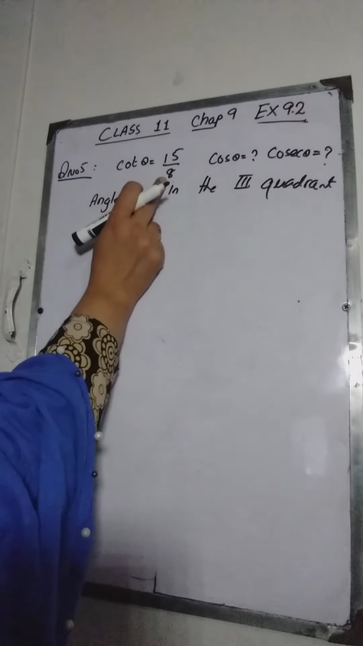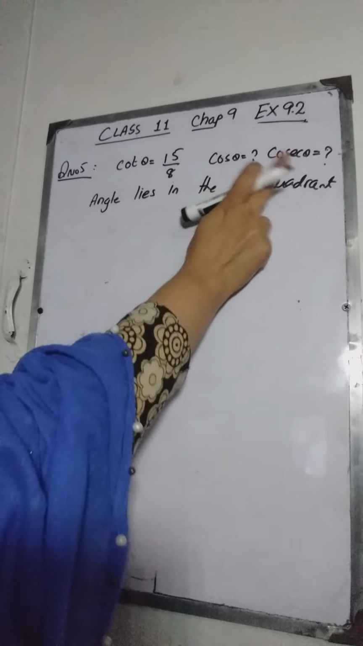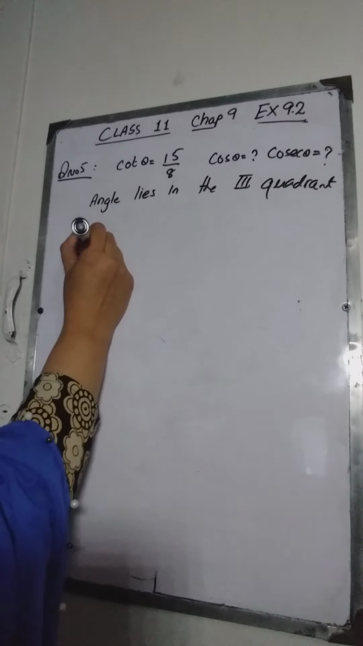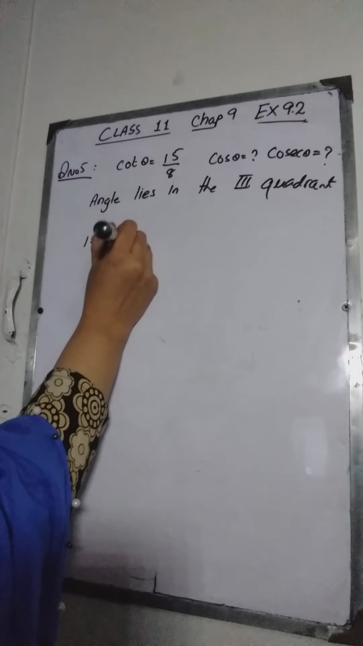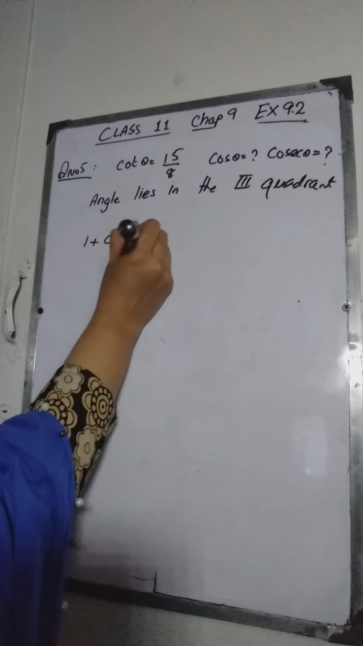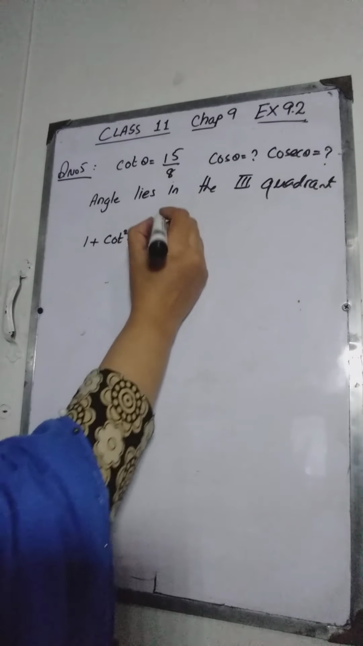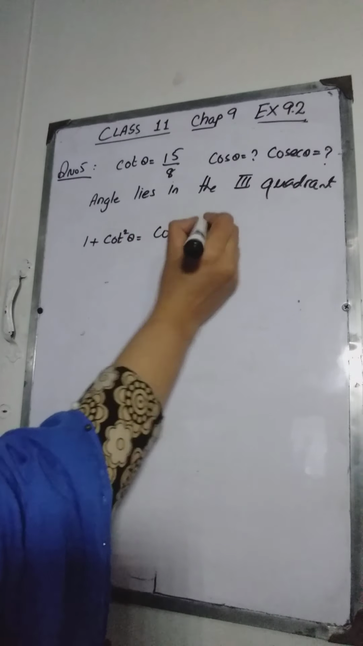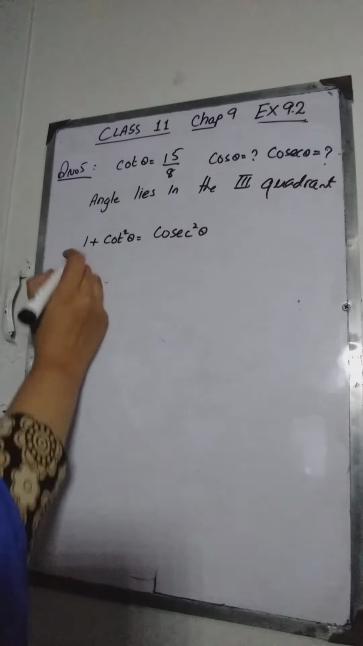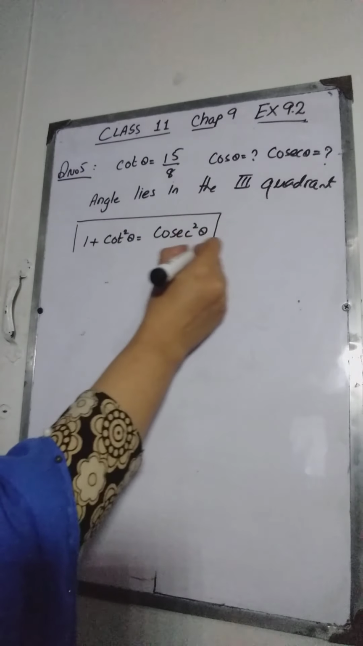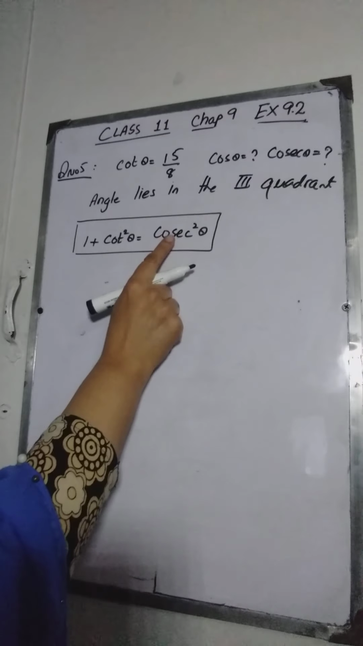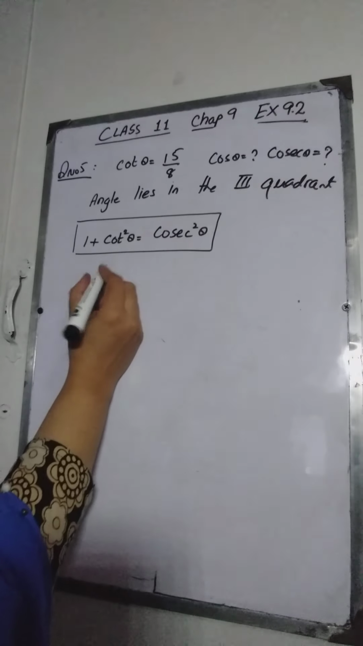Now cot theta is 15 by 8. Now we have to find cos theta and cosecant theta. We are going to make use of the identities. We know that 1 plus cot square theta is equal to cosecant square theta. This is the identity that we have already learned. Now from here we can find the value of cosecant theta.